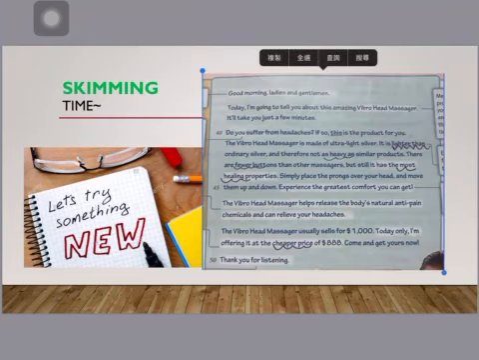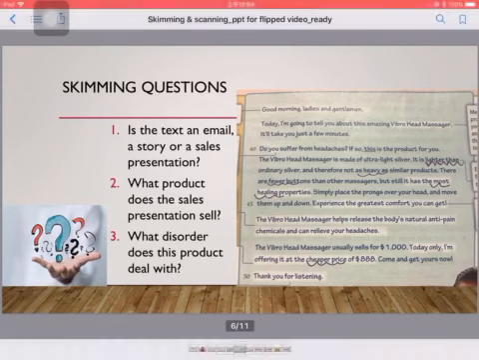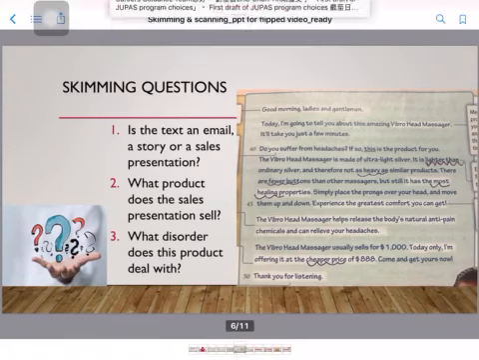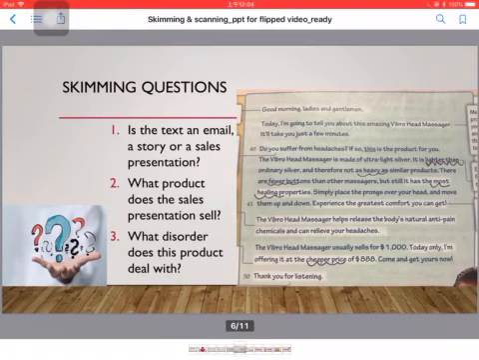So we got some idea about this text. If we have to answer some questions, the first one is: is this text an email, a story, or a sales presentation? Just by looking at the first paragraph, the heading, the beginning part and also the ending part, good morning, ladies and gentlemen, and thank you for listening, we know it is not an email. Of course, it's not a story. So it's a sales presentation.